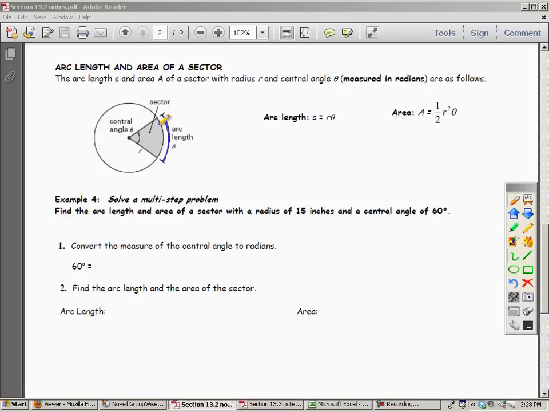Okay? Here's the number one thing. Your angle has to be in radians. It has to have a pi in it. So this angle, again, has to be in radians. If you use a degree, you will get it wrong. Okay, so just kind of be aware of that.